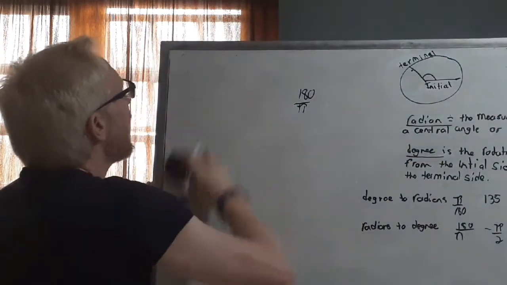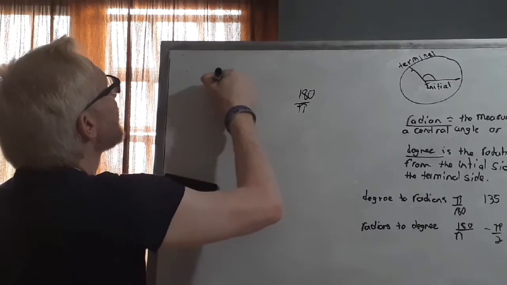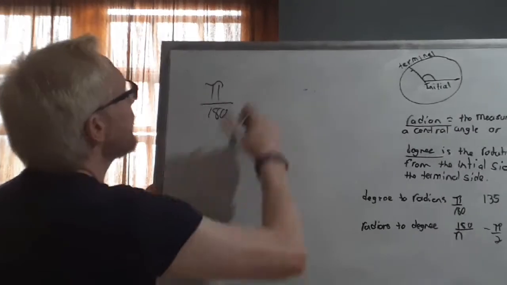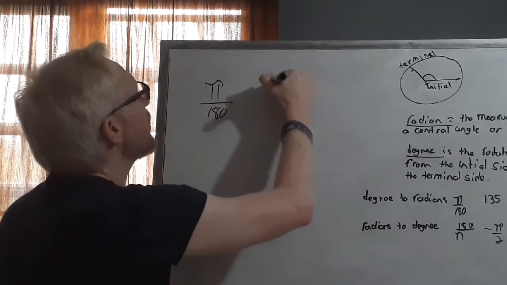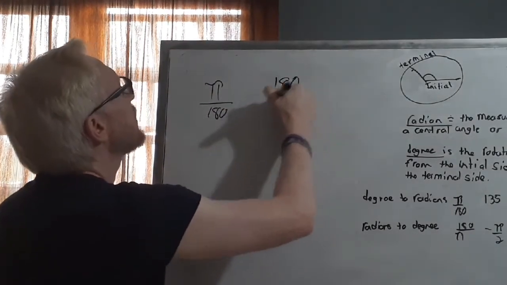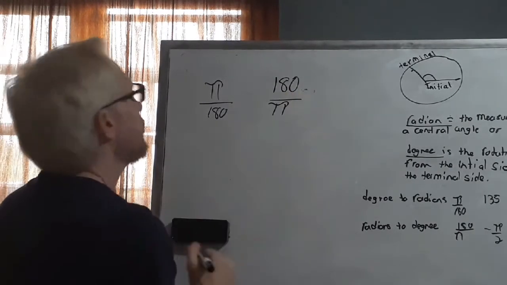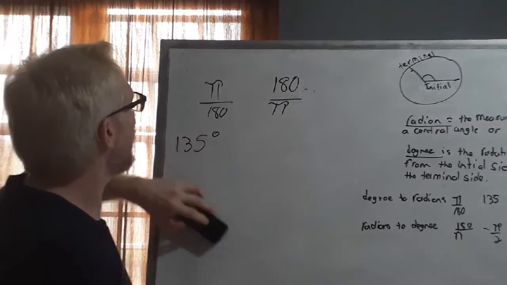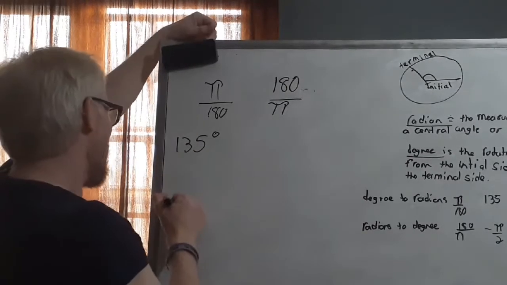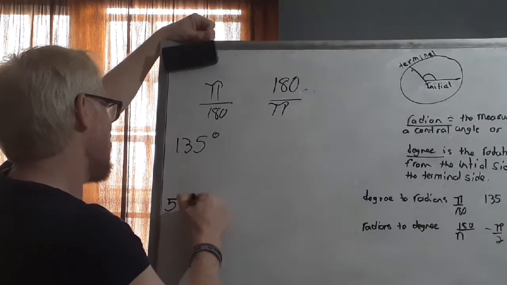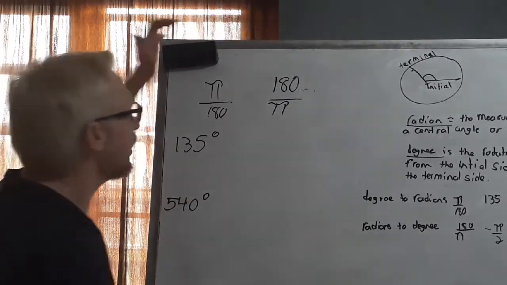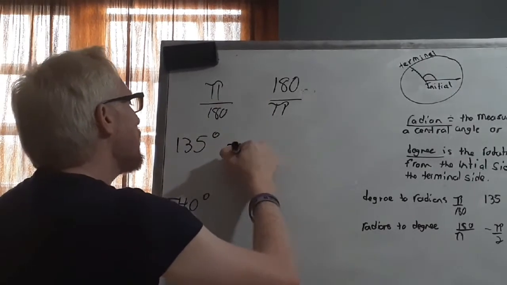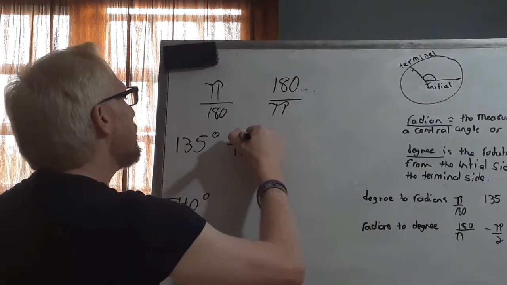So the first formula is pi over 180, which is from degrees to radians. And from radians to degrees is actually the opposite. So our first angle is 135 degrees, and I want to go from degrees to radians, and our second one is 540 degrees. If I want to go from degrees to radians, all I need to do is use this formula right here and write 180 and pi.